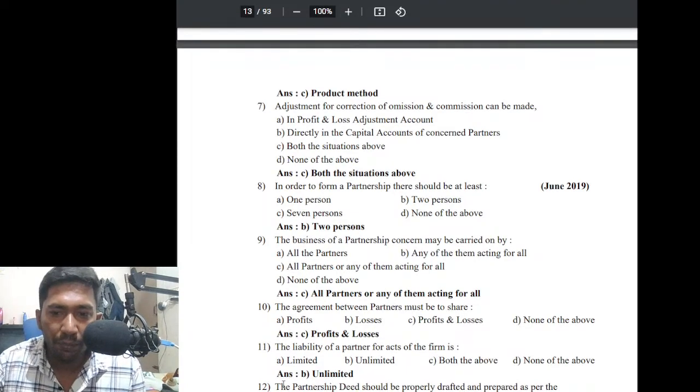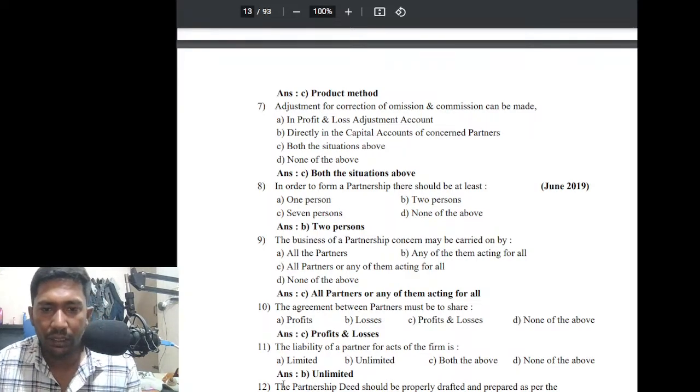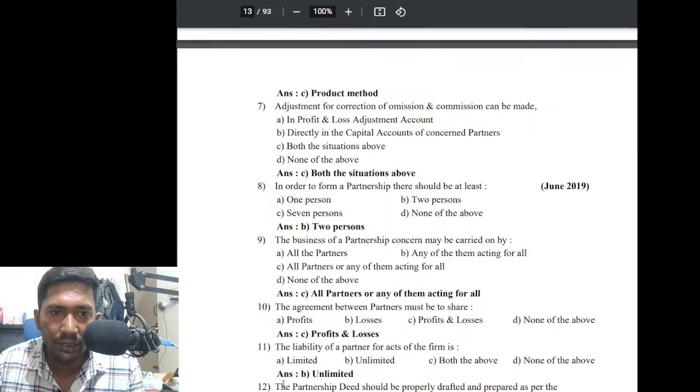The next we have is, there are minimum two partners required. Okay, for a partnership firm, there should be a minimum of two partners, without which you cannot form a partnership firm. So a minimum of 2 persons are required for forming a partnership. And the Partnership Act was passed in the year 1932.